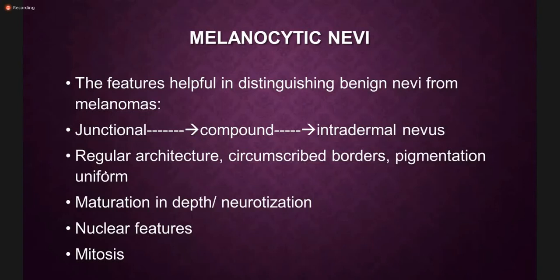Moreover, the architecture of the nevus is regular, which has circumscribed borders, and the pigmentation is uniform. And if you look at the individual cells, there is maturation in depth present. Now, the nuclear features, they do not display any atypical features, and mostly there is no mitosis present.